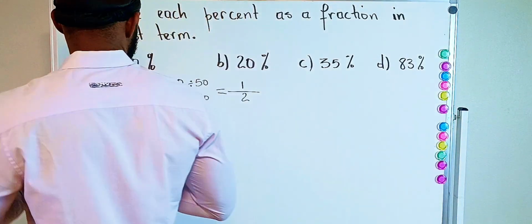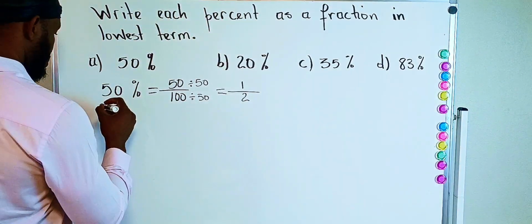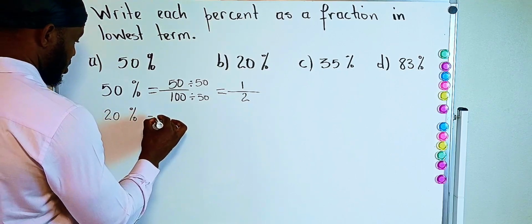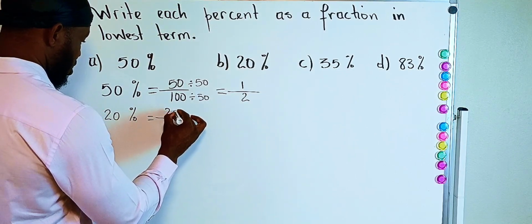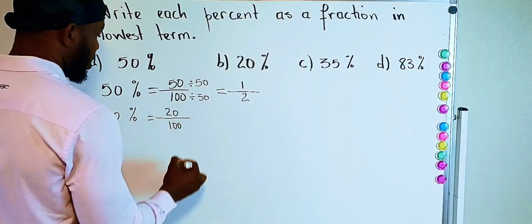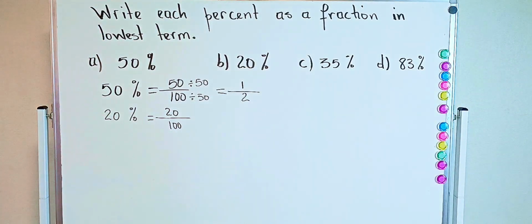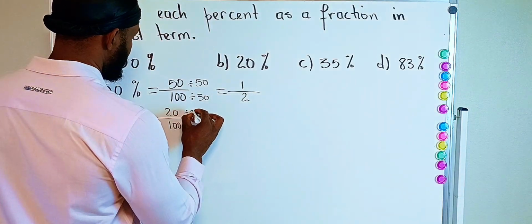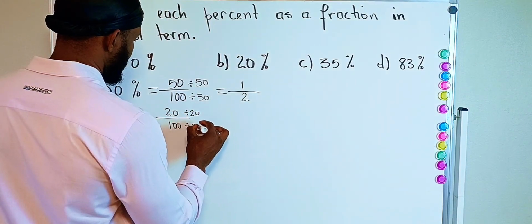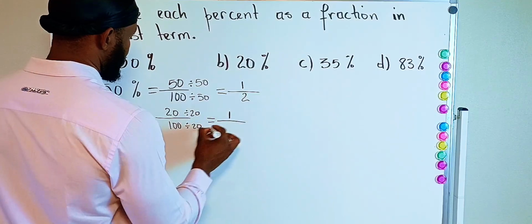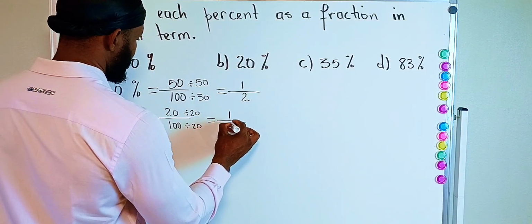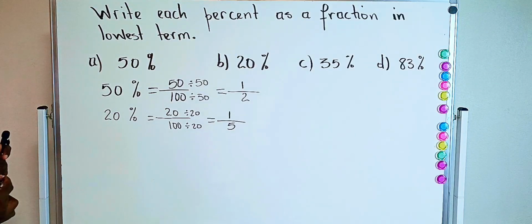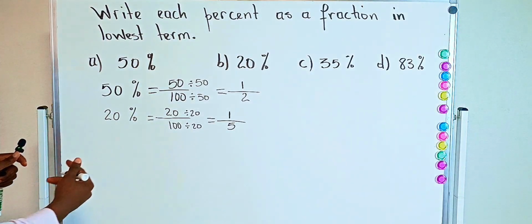So let's go, guys, for 20%. 20%, guys, it's gonna be the same process. You just convert it to a fraction, 20 over 100. And what we gotta do next, you gotta find the greatest common factor, which is gonna be 20 in this case. So 20 divided by 20, 100 divided by 20. So the fraction will be 1/5, or 1 over 5.